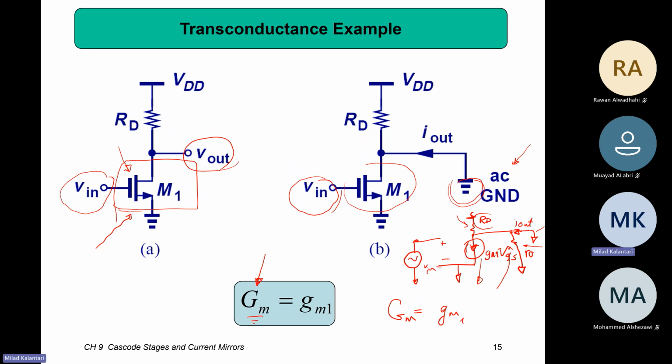If I apply some input voltage, it generates some current, which is GM times V in. And this current just goes through the output. It doesn't go through the resistor. So the definition for the transconductance is the ratio of this current to the V in, the capital GM. And in this case, the capital GM is actually the same as the GM. Yes, the output current to the input voltage.